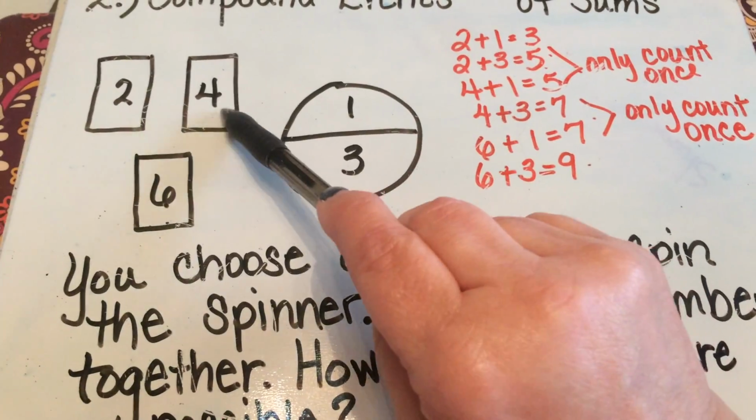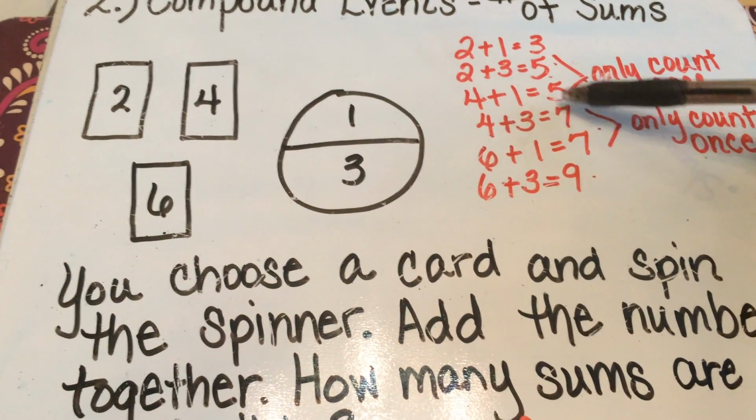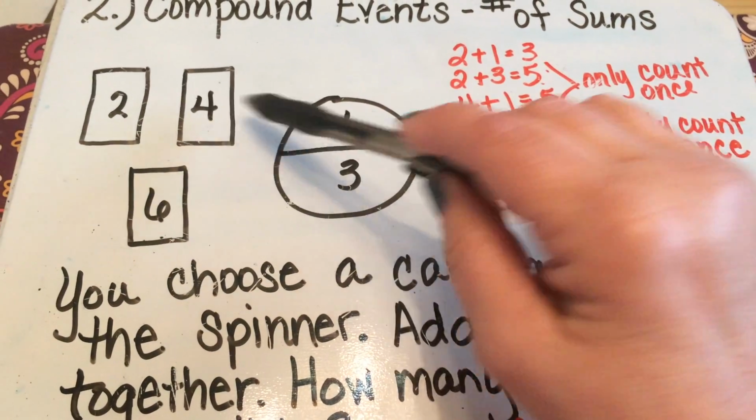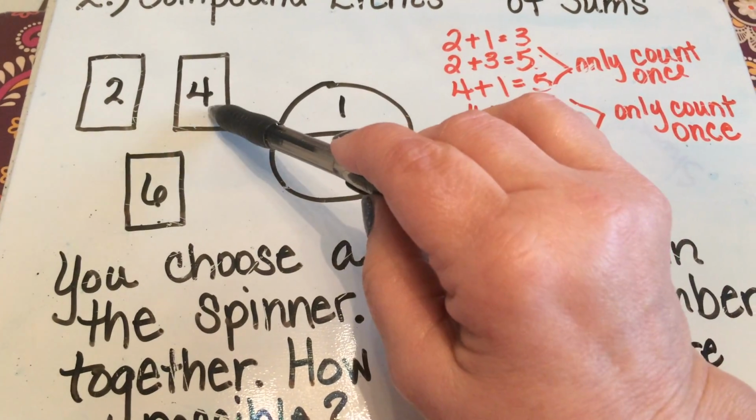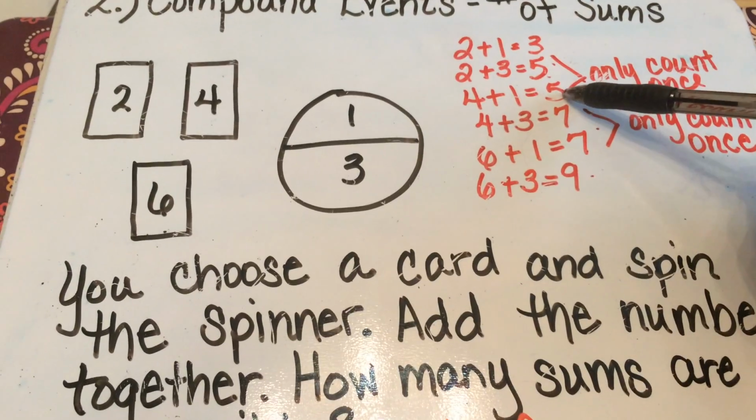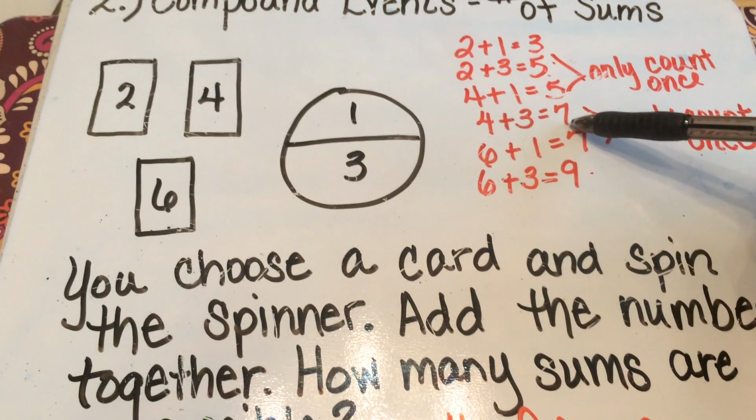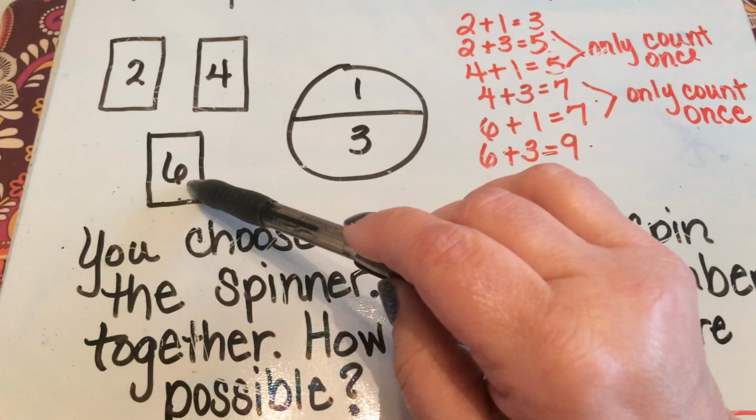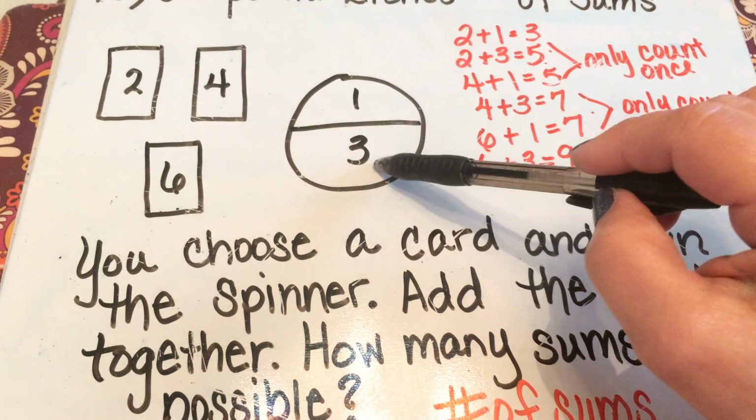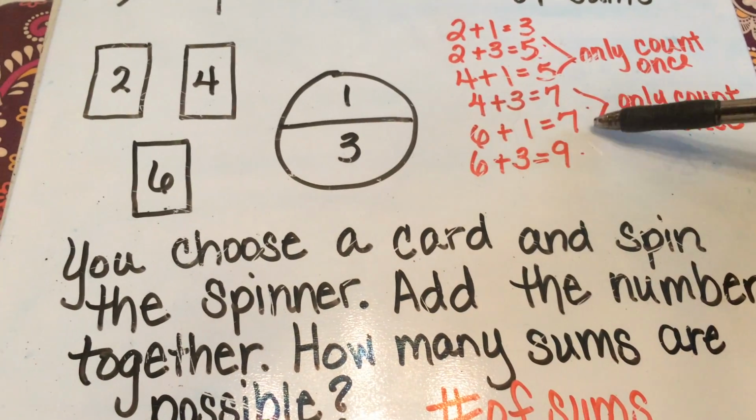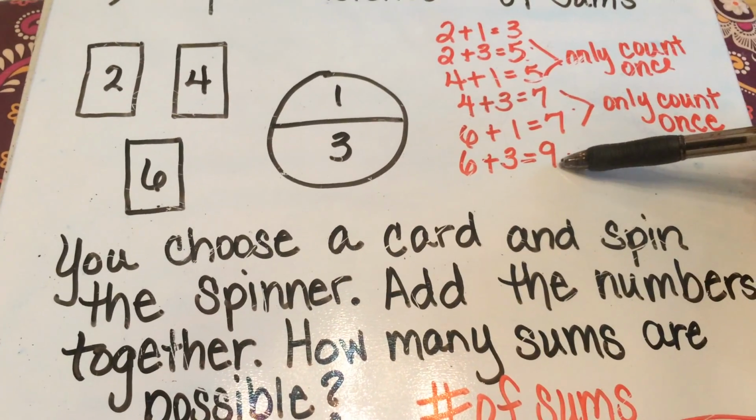If you drew the card number 4, you could have these 2 outcomes. You could land on a 1 with the spinner or on a 3 with the spinner. It would be 4 plus 1 is 5, or 4 plus 3 is 7. Same with the number 6. If you drew the card with the 6, you would have 2 possible outcomes with the spinner. 6 plus 1 is 7, and 6 plus 3 is 9.